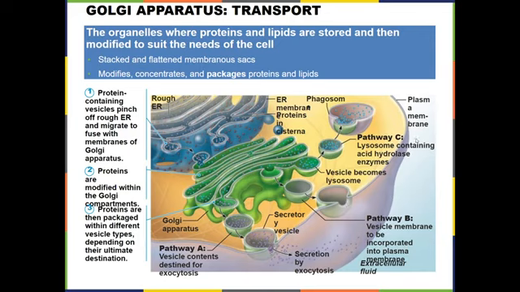Or maybe it's pathway C, where a lysosome containing acid hydrolase enzymes is going to combine with that vesicle. So these might be substances that need to be broken down further, so it combines with a lysosome to have that process of breakdown occur.